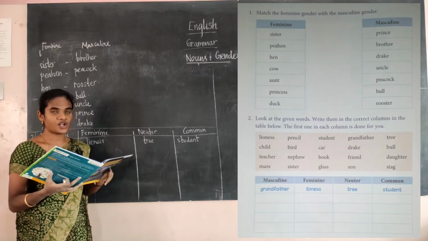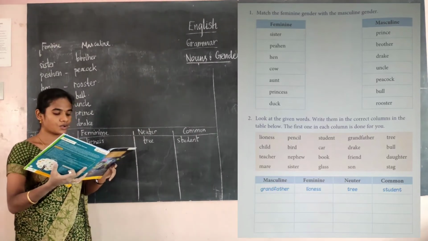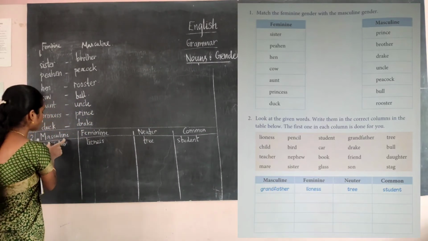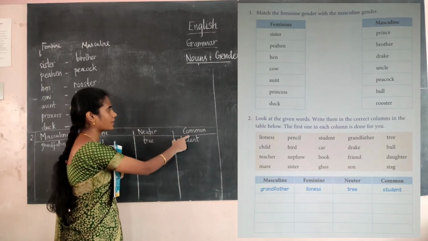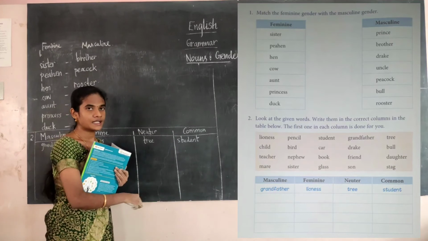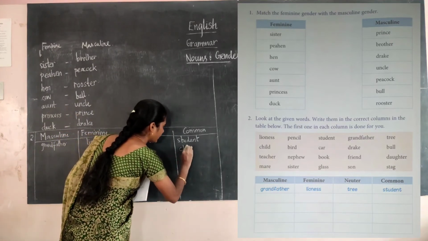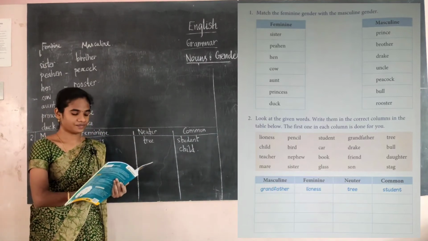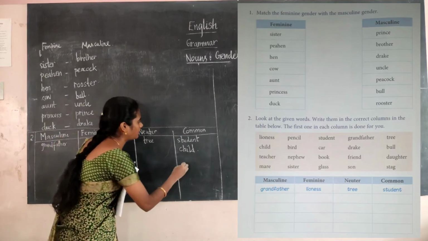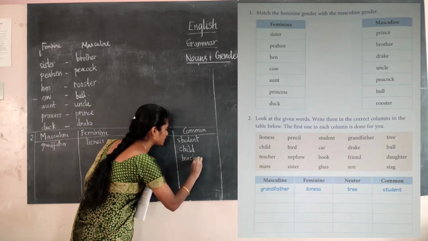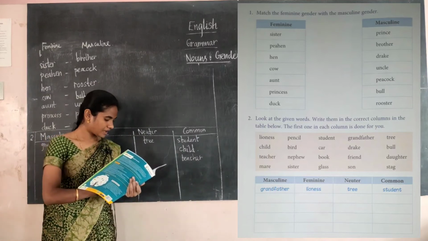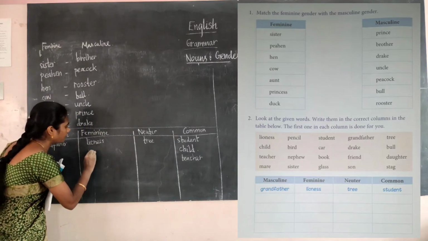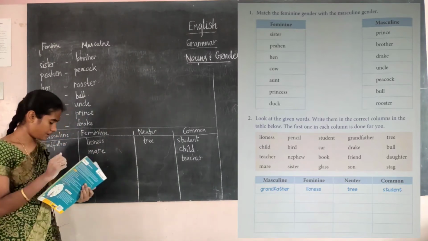Linus they have already written. Then child. Child is a common noun. In which column do you write it? Masculine, feminine, neuter, common. It's common. I have written child in the common noun. Then teacher. Teacher is a common noun only. It may be a male teacher or a female teacher. Then mare. Mare is the female horse, so it's feminine. M-A-R-E. Female horse is known as the mare.